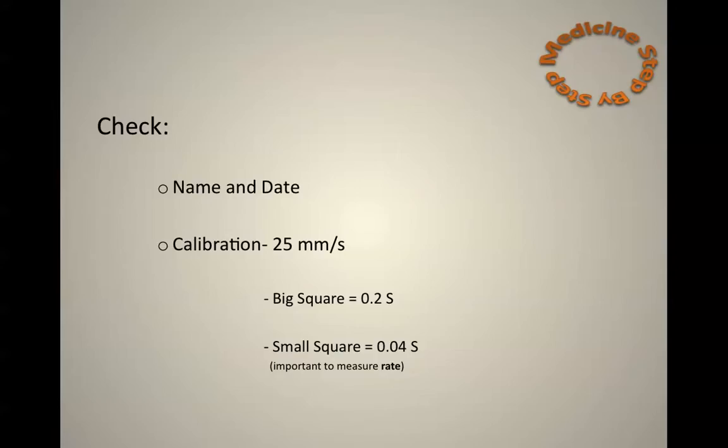As soon as you're asked to comment on the result of any investigation, you should always first check the name to ensure that it is the correct patient. Also, check the date to ensure you're looking at the correct result of the patient.